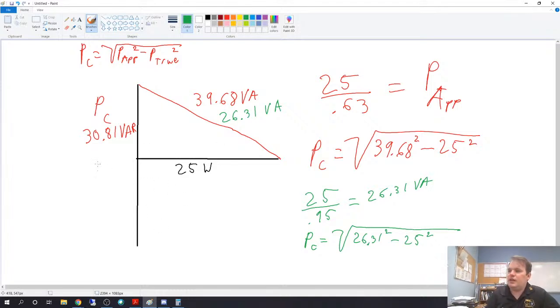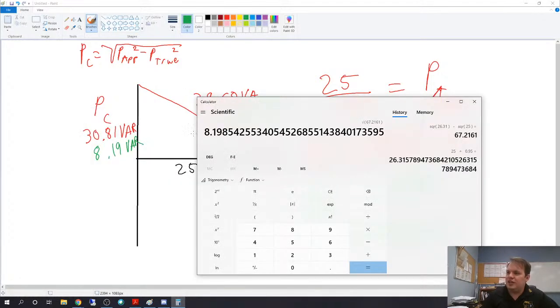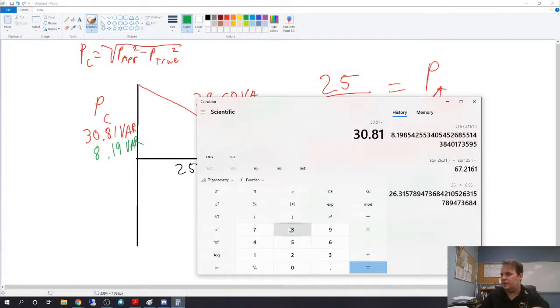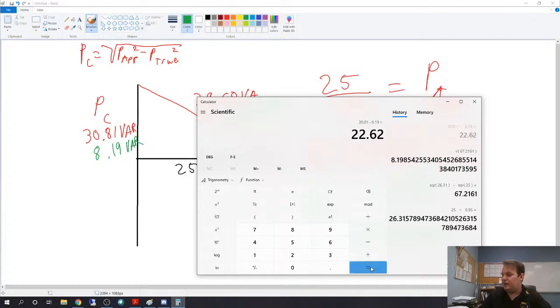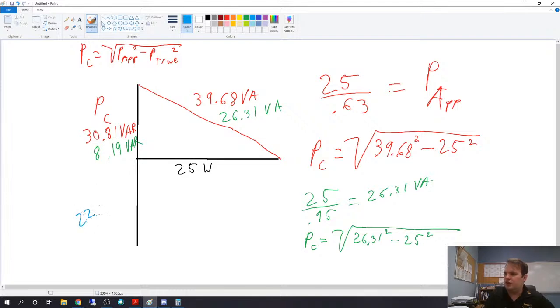The difference between these two is what we have to offset. To get from 30.81 capacitive VARs to 8.19 capacitive VARs, you have to apply a certain amount of inductive VARs to the circuit. That's volt-amps reactive. You have capacitive power, and it's offset by inductive power. So we need to apply 30.81 minus 8.19. We need to apply 22.62. We'll call that blue. 22.62 inductive VARs.